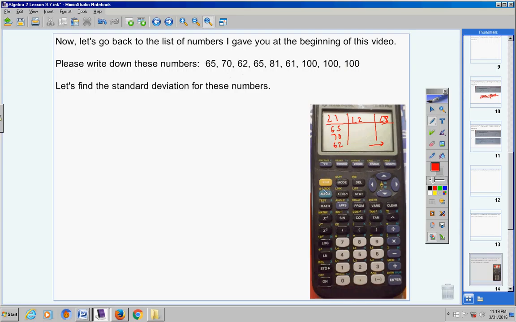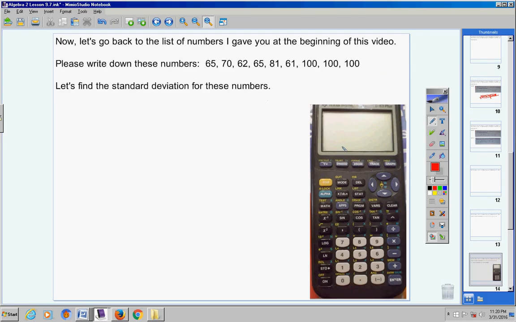Everybody with me? Alright, let's review just for a second. So you push stat, and across the top you'll get edit, calculate, and something else I forget. Tests. Okay, and then you enter option number 1, which is edit. So hit that, and then your lists pop up, and then enter your 9 numbers.